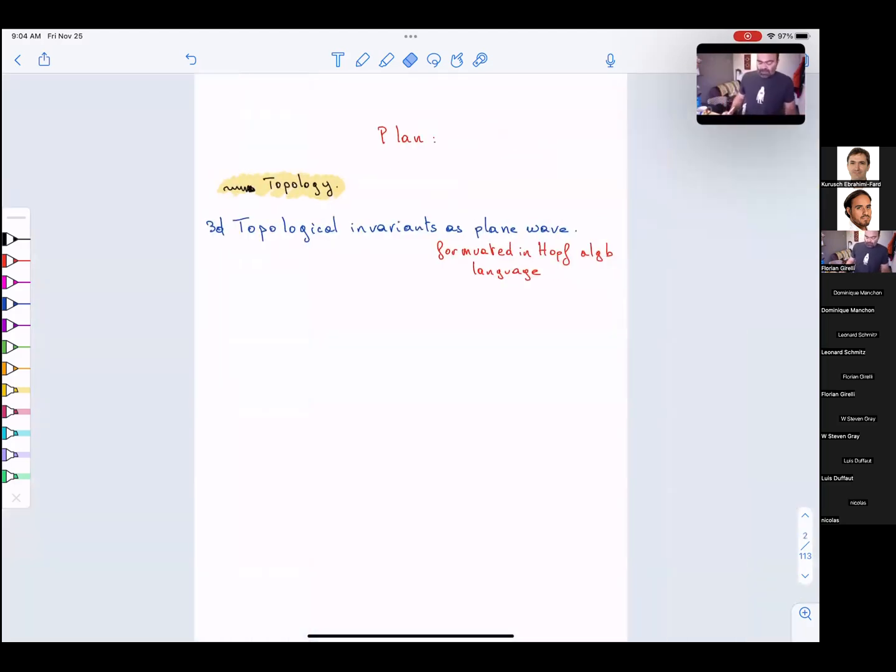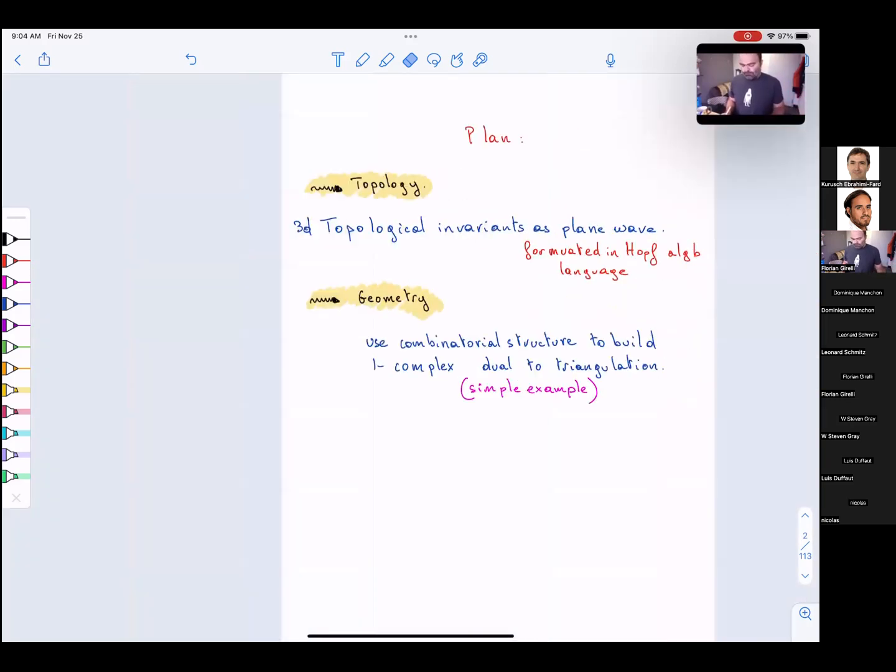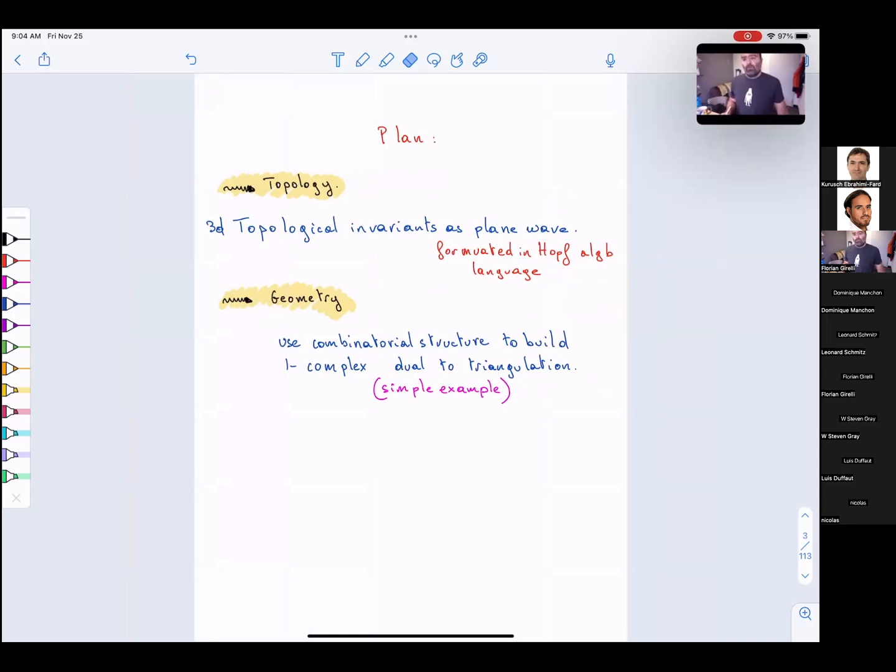Okay, so the plan. The first thing is that I will remind you quickly what those topological invariants I'm talking about are. That's going to be essentially the Turaev-Viro model in 3D. So I will be working in 3D. I will try, at the end of the day, to formulate that in terms of Hopf algebras. Then I will have a quick overview of why we can use Feynman diagrams to generate triangulations.